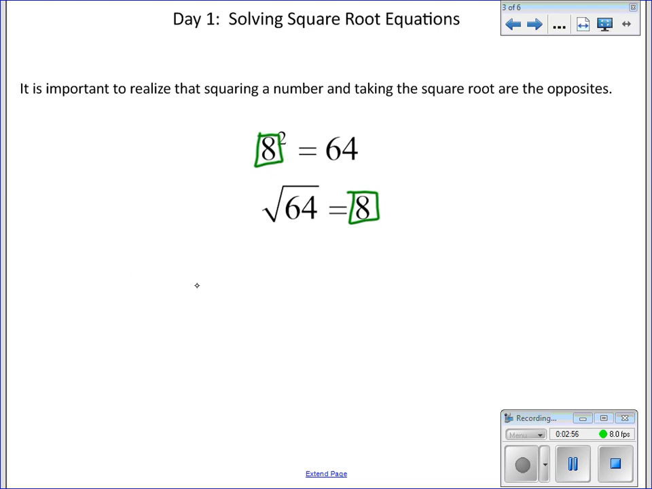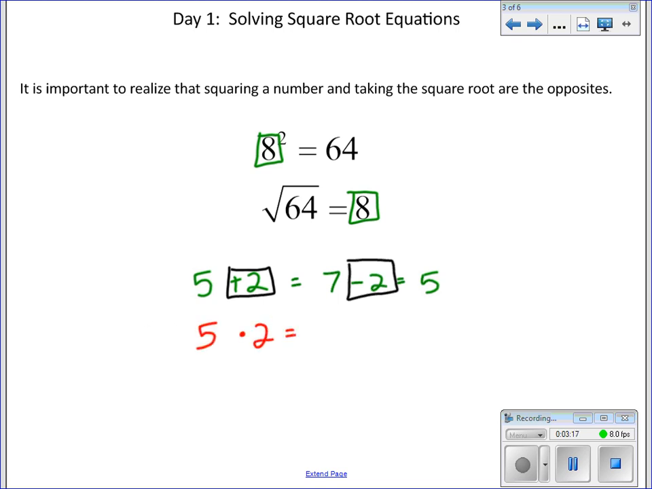It's no different than if I started with 5 and I added 2, I would get 7. Then if I subtracted 2, I'm back to 5. Again, adding 2 and subtracting 2 undo each other, so we end with the exact same thing. If I take 5 times 2, I get 10. And if I divide it by 2, again, I get 5. So multiplying by 2 and dividing by 2, again, they're opposites, so they undo each other.